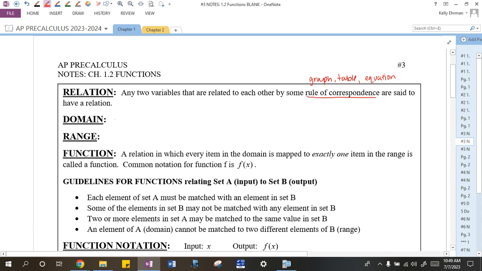So domain would just be the set of x values in the relation. Now for our AP test, instead of always saying x, because x doesn't have to be the variable, really they're going to mostly be referring to inputs. The inputs of the relation, when you put something in, what do you get out, that kind of thing. Inputs, those are also known as the independent variables.